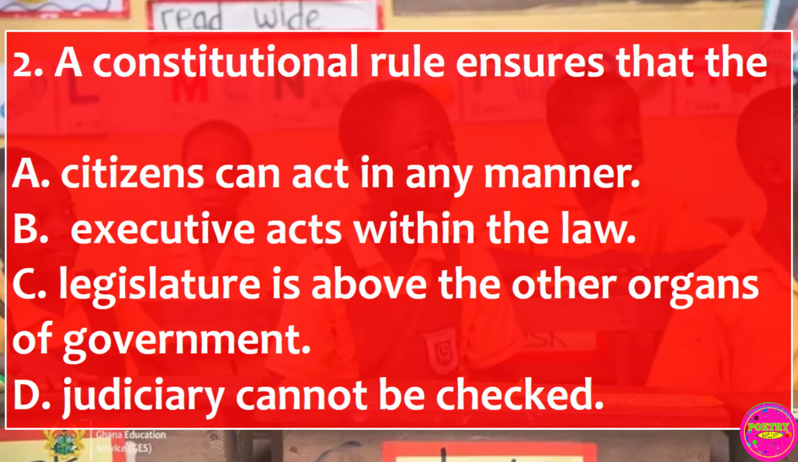Question 2. A constitutional rule ensures that A. Citizens can act in any manner. B. Executive acts within the law. C. Legislature is above the other organs of government. D. Judiciary cannot be checked. The correct answer to this question is B. Executive acts within the law.